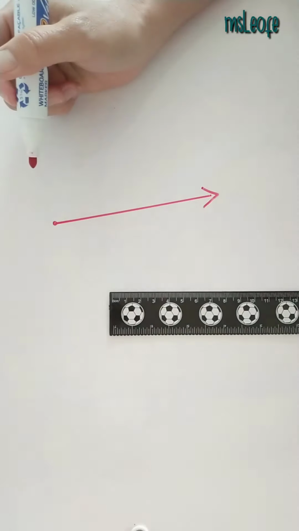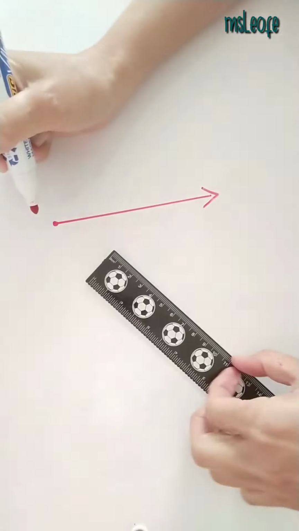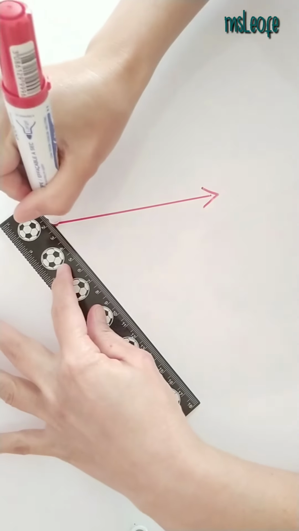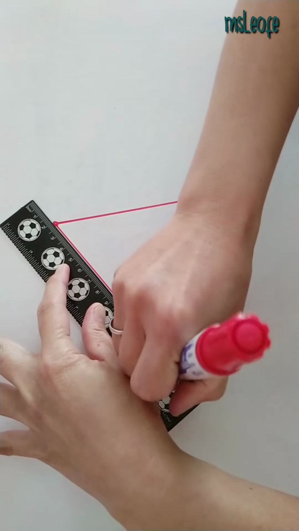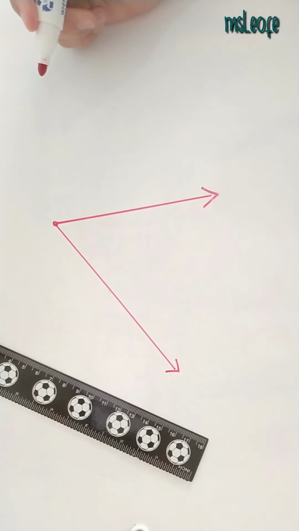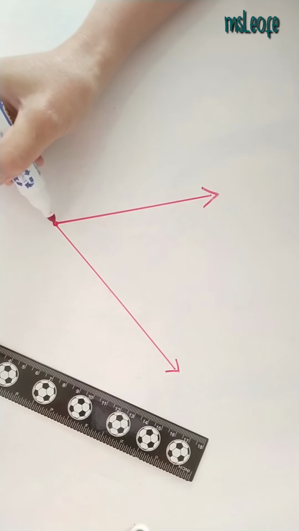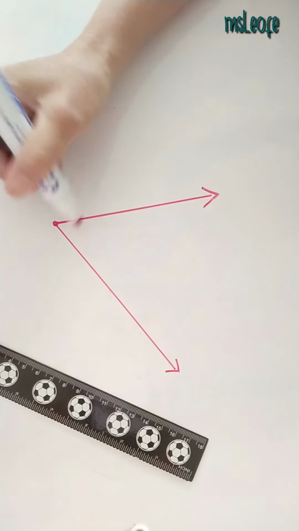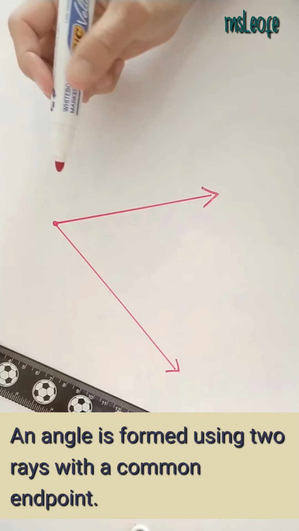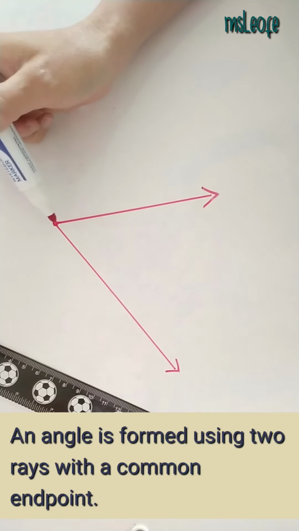And if we have another ray with a common end point, a ray here with a common end point that extends in another direction, now we have two rays having a common end point. Now we just formed an angle. So, in definition, an angle is formed when we have two rays with a common end point.